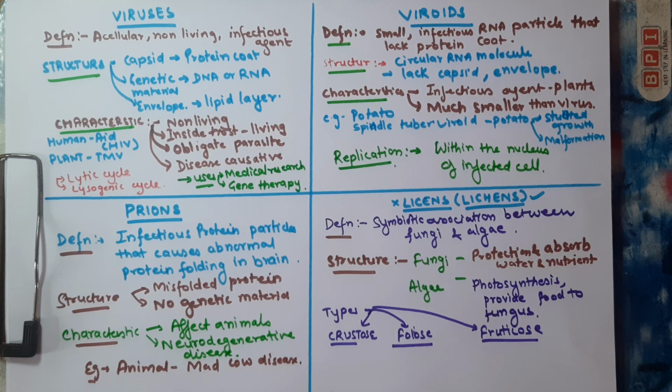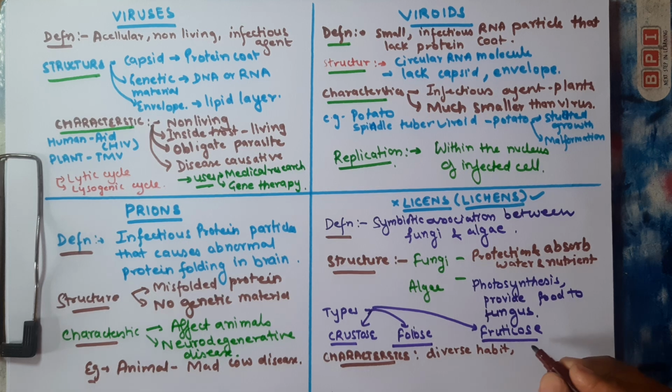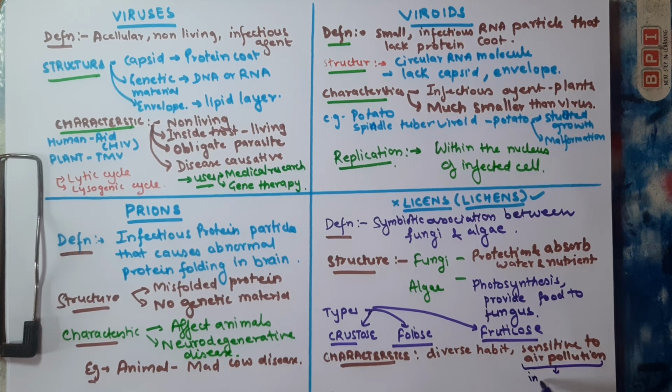Now if we talk about the characteristics of the lichen, they will grow in diverse environments. They exhibit diverse habitats. They can be found on rocks, and they can also be found on tree bark. But they are sensitive to air pollution. Since they are very sensitive to air pollution, they are used as an indicator of air quality.